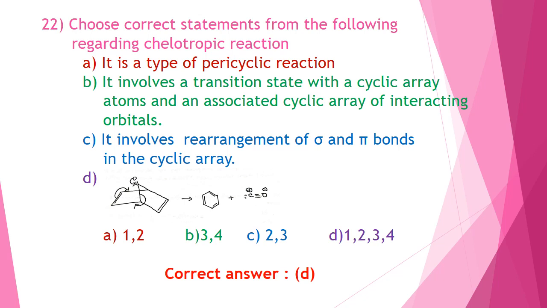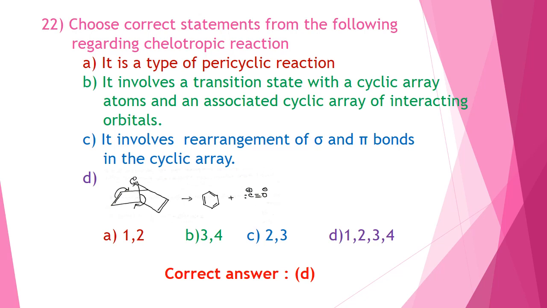Question number 22. Choose the correct statement from the following regarding cheletropic reaction. It is a very important reaction and you can expect questions from this type of reaction. A. It is a type of pericyclic reaction. B. It involves a transition state with a cyclic array of atoms and an associated cyclic array of interacting orbitals. C. It involves the rearrangement of sigma and pi bonds in the cyclic array. And the fourth one is, it is an example of the cheletropic reaction.